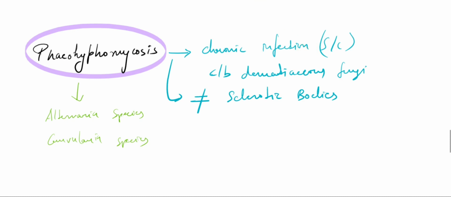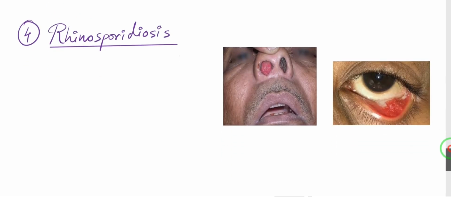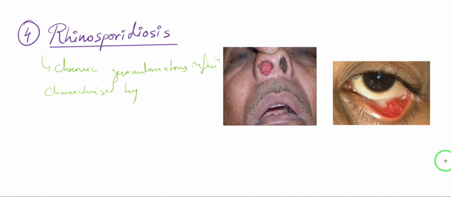Now let's get to rhinosporidiosis. Rhinosporidiosis is a chronic granulomatous infection, which is characterized by these large polyp-like lesions, right? So as you can appreciate here, this guy has a polyp-like thing in his nose. It is actually not stuck in his nose. It is growing in there, right?